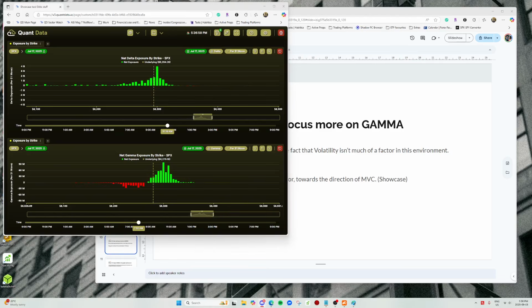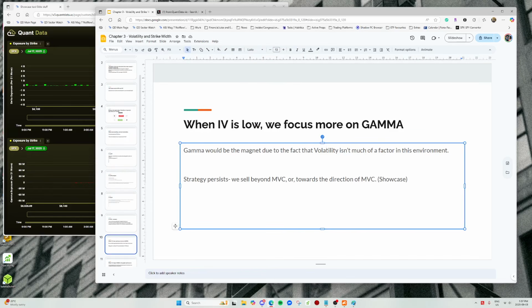Right, that's right. So in a low IV environment, we focus more on gamma because gamma would be a magnet, due to the fact that volatility isn't much of a factor in this environment. All right, our strategy persists. We look to sell beyond the MVC and towards the direction of the MVC, right?